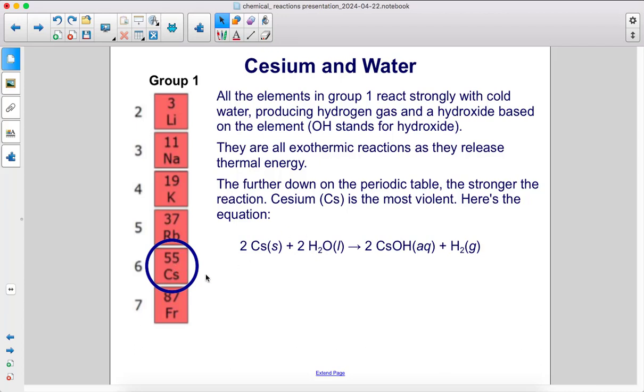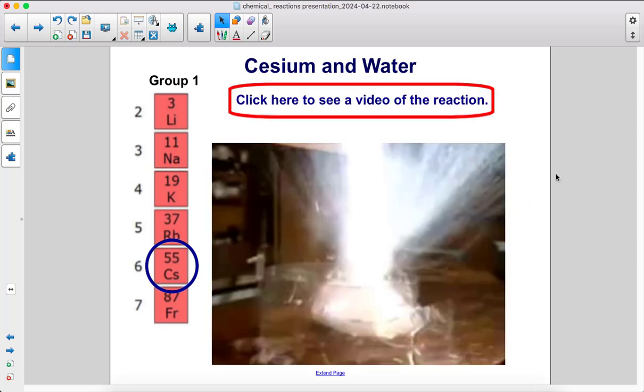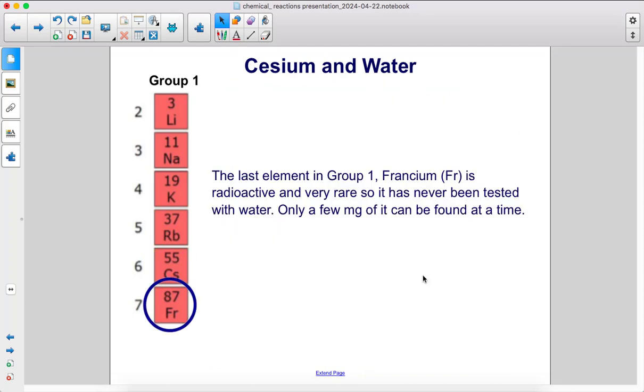Cesium, or Cs, is the most violent. Here's the equation. Click here to see a video of the reaction. The last element in group 1, francium, is radioactive and very rare, so it has never been tested with water. Only a few milligrams of it can be found at a time.